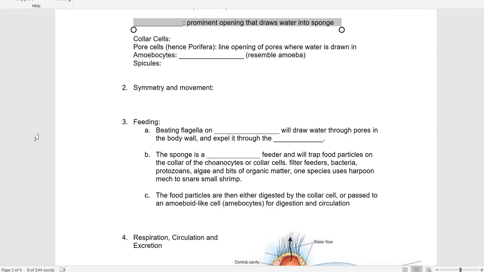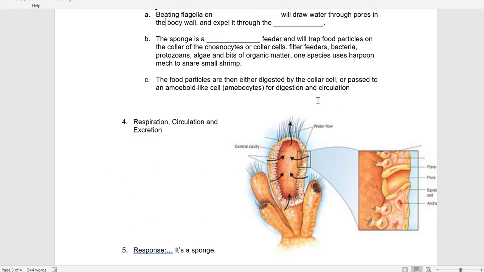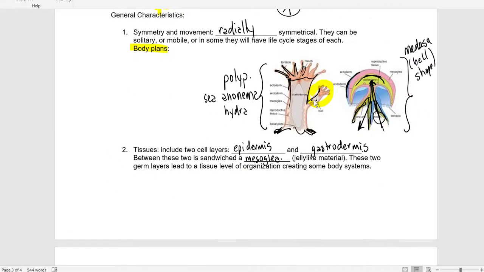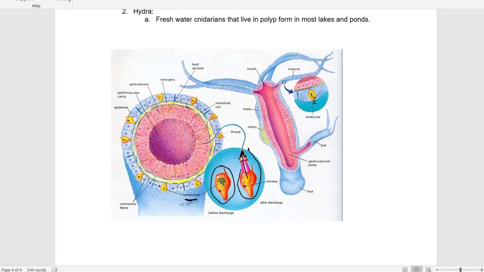All right, so that's basically our cnidarians covered. Here are some structures. Sorry, my mouse is all over the place, on the fritz. But there are some of those important structures and designs.